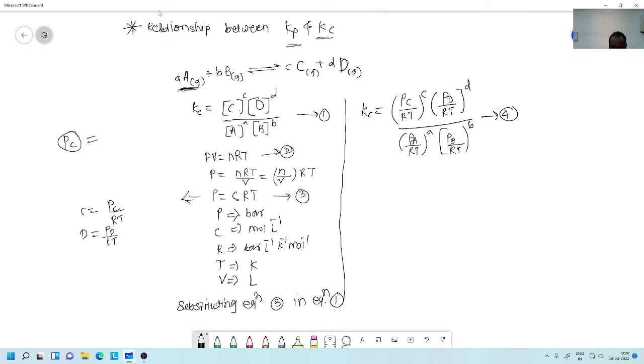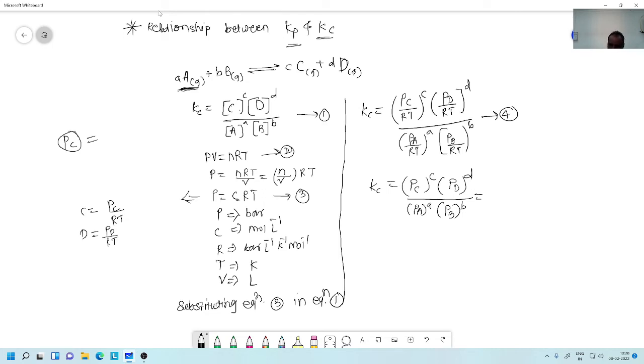So the partial pressures of these species can be made dimensionless by dividing the respective partial pressure by 1 bar, and it is defined as the standard state. Therefore, Kc is equal to PC raised to c, that is the partial pressure of C, then PD raised to d, that is the partial pressure of D, divided by PA raised to a, PB raised to b, these being partial pressures.